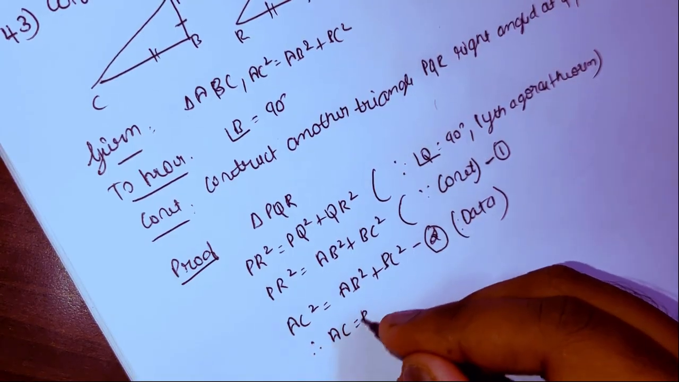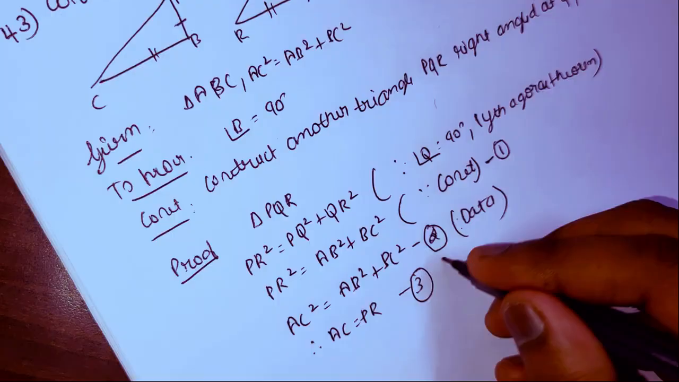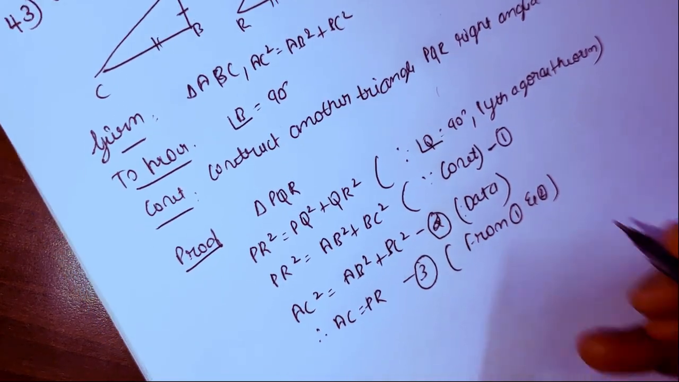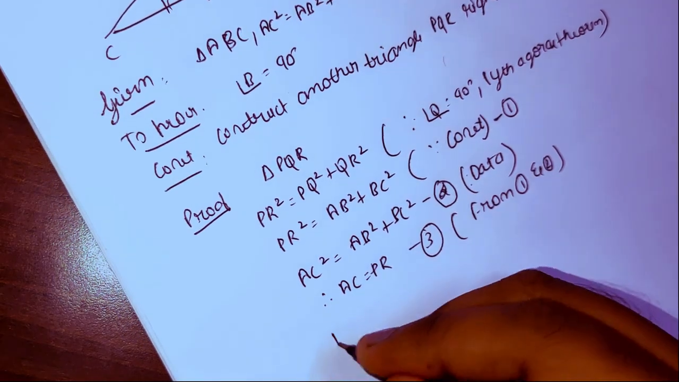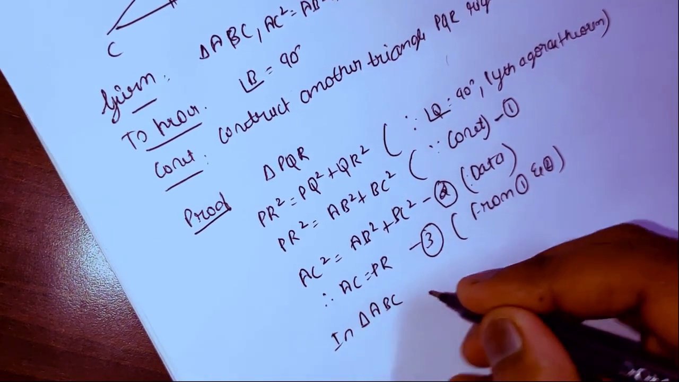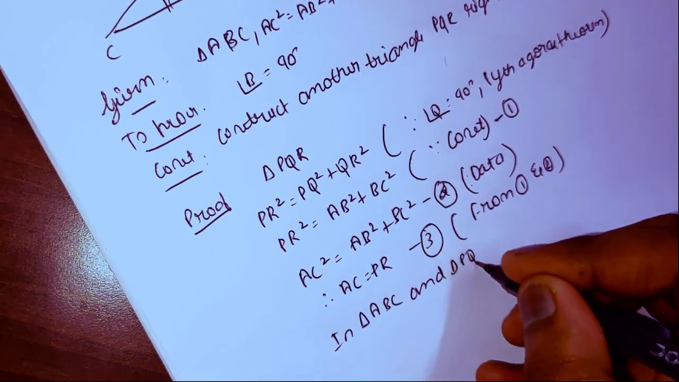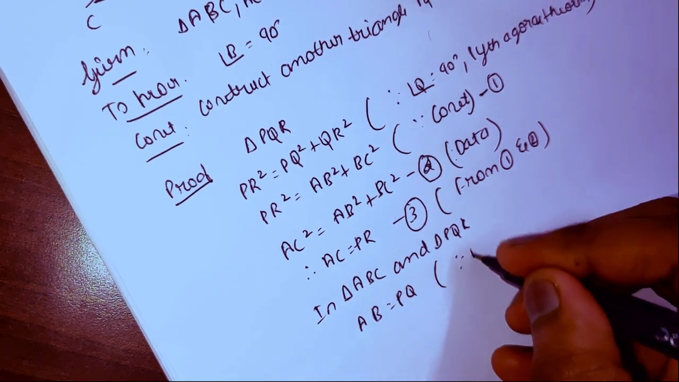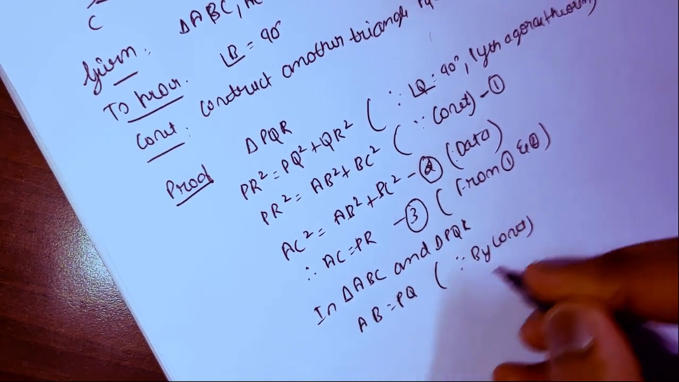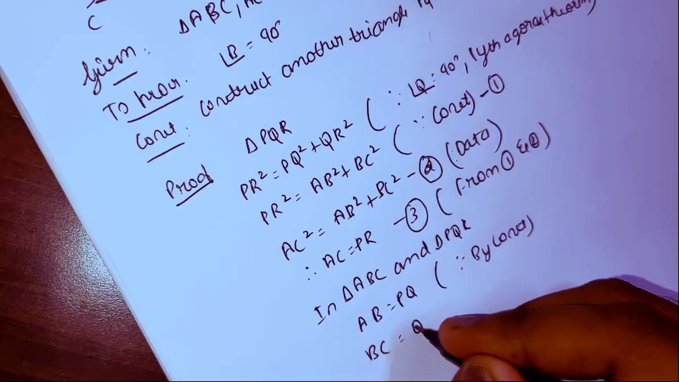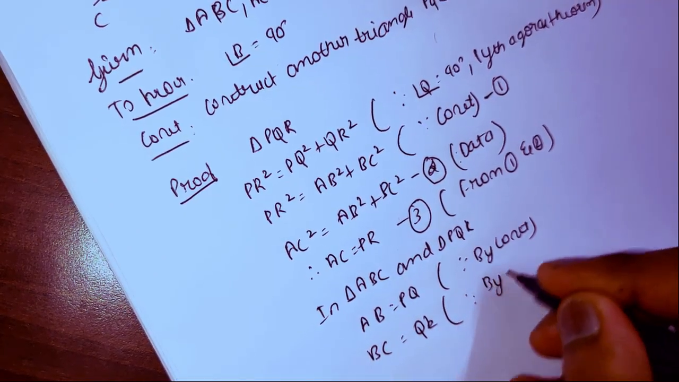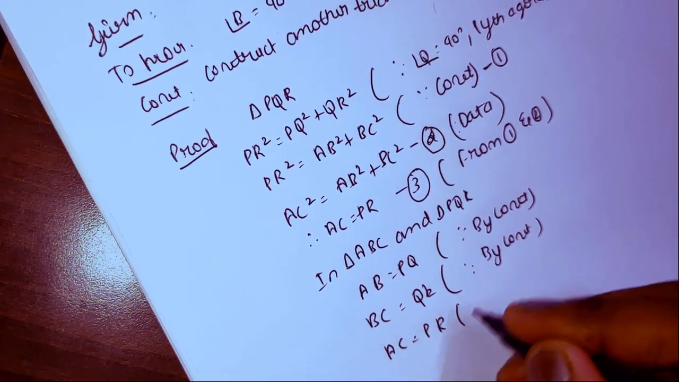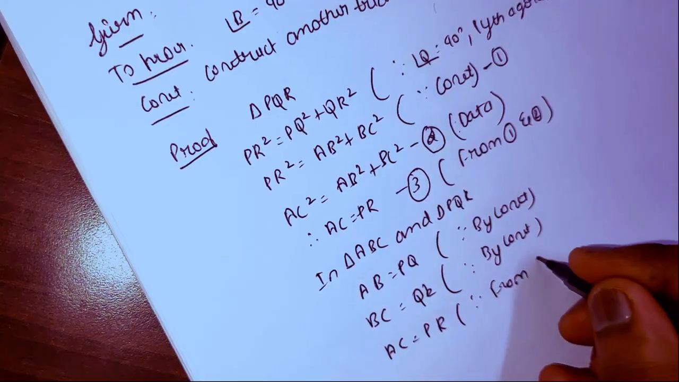Therefore, AC is equal to PR. Consider this as third equation. This is from first equation and second equation. Now, in triangle ABC and triangle PQR, AB is equal to PQ. This is by construction. BC is equal to QR. This is also by construction. AC is equal to PR. This is from equation 3.